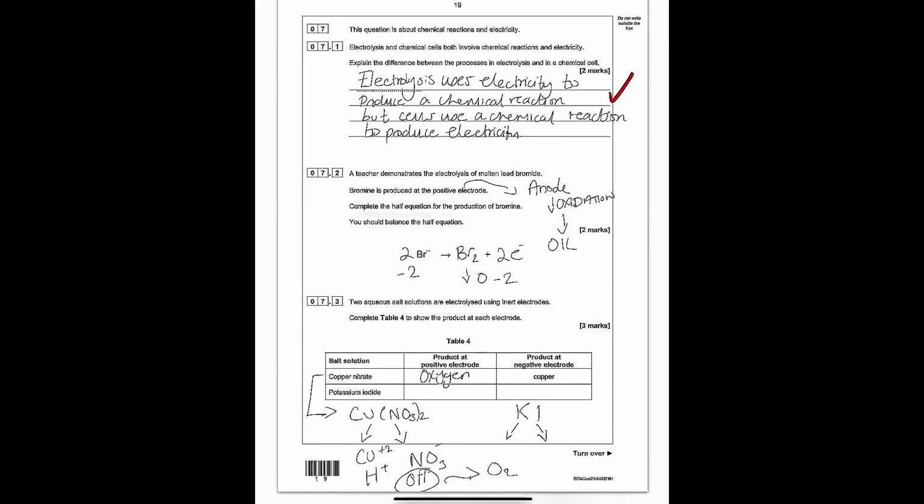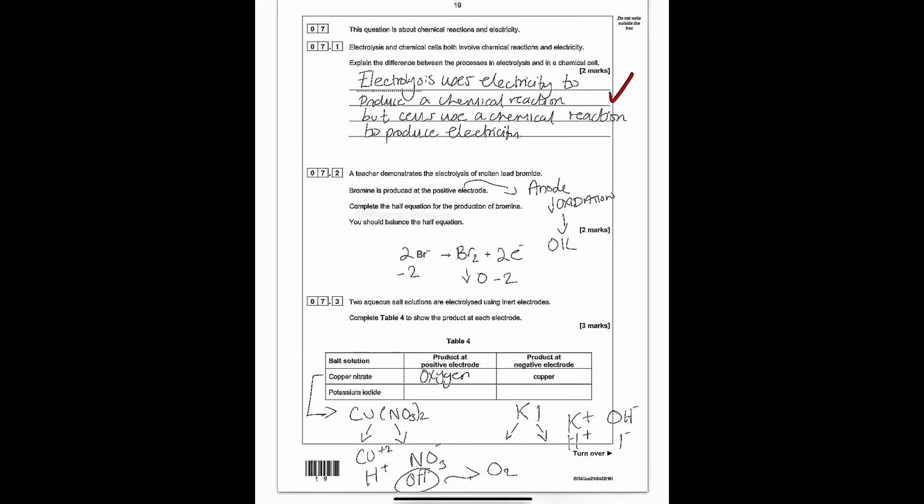Okay, and then let's look at potassium iodide, the ions that are going to be present. We're going to have potassium, we're going to have hydrogen, again it's dissolved in water, we're going to have hydroxide, and then we're going to have iodide. Okay, so which one of these is going to be made at the cathode and the anode? So let's start with the negative electrode, which is the cathode.